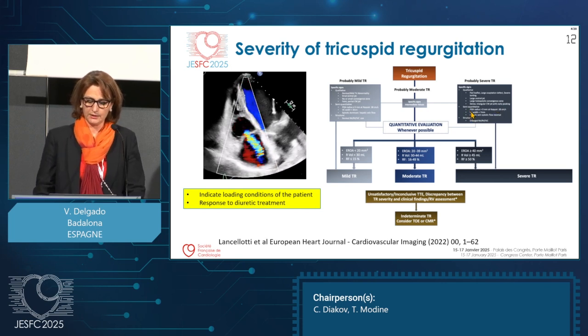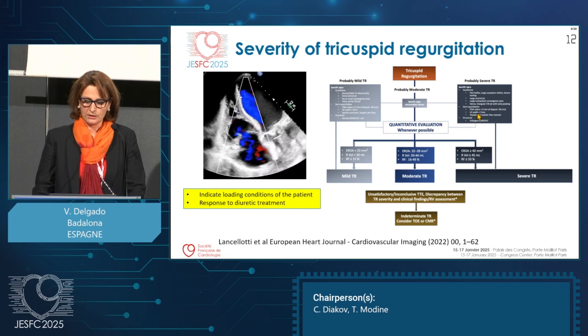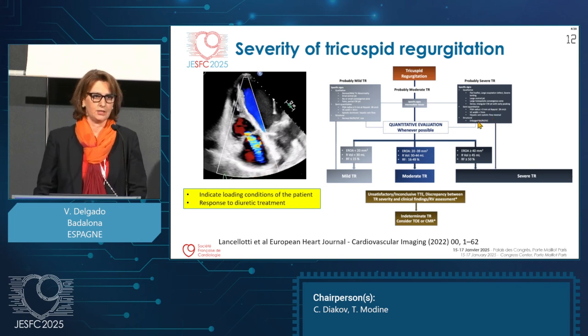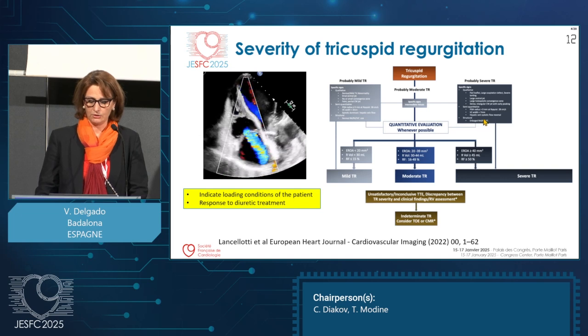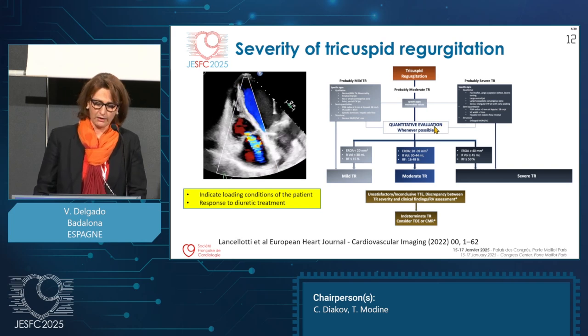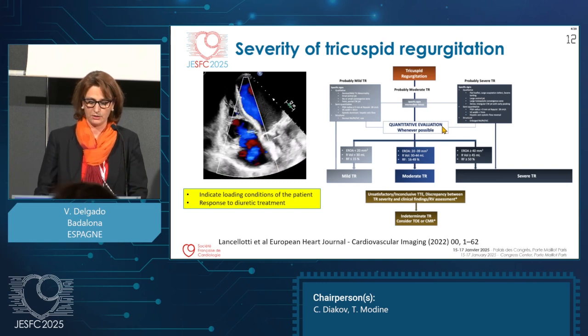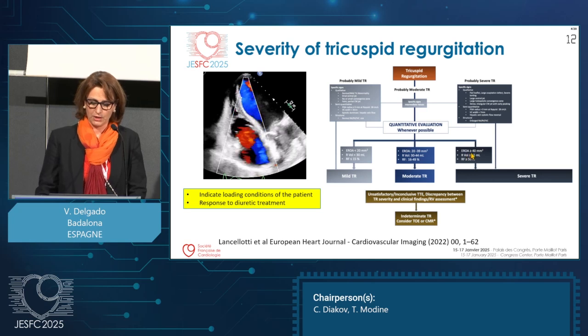You have even semi-quantitative parameters such as the PISA radius of at least 9 millimeters, the vena contracta width of at least 7 millimeters, and the hepatic vein systolic flow reversal. And then you have structural parameters such as right atrial and right ventricle dilatation. If you have 4 or more of these, you can already consider that this is severe tricuspid regurgitation. You don't need to go to quantitative evaluation. They recommend going to quantitative evaluation whenever possible, and particularly when there are many discordant parameters. Then you have the effective regurgitant orifice area, the regurgitant volume, and the regurgitant fraction.